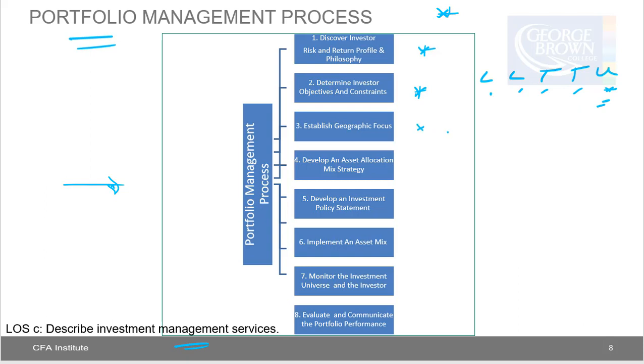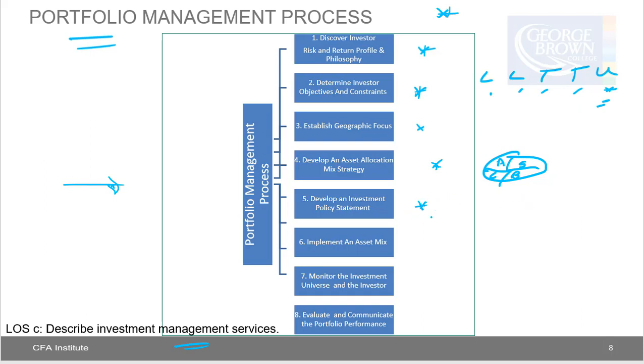Number 3 is establish a geographic focus. Number 4, develop an asset allocation mix strategy. That would be the strategic asset allocation. That's if we have a pie, how much is put to stocks, how much is put to bonds, how much is put to cash, how much is put to alternative investments. That's the strategic asset allocation strategy.